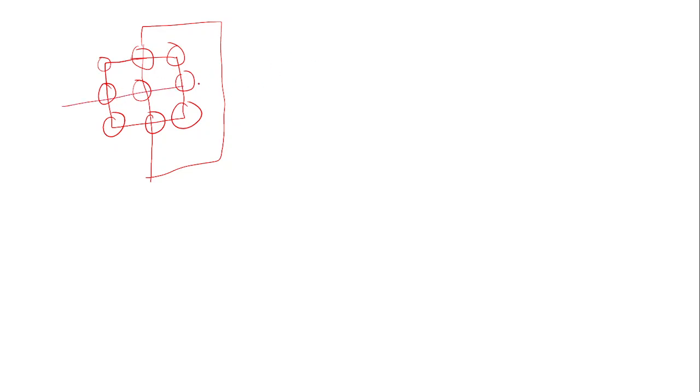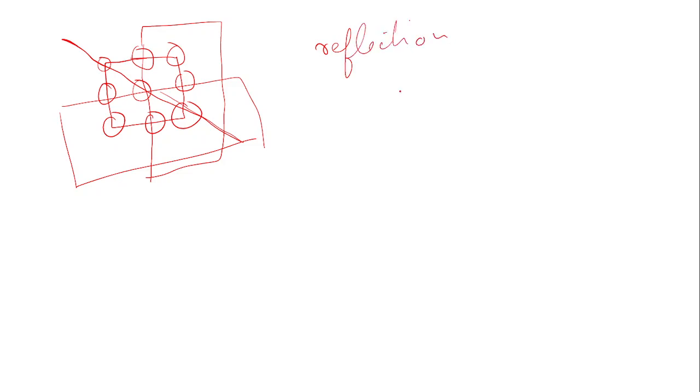Also, when I keep my plane here, I'll be able to get the complete picture. Also, when I keep it here along the edge diagonal, still I'll get it. So we have 3 different kinds of reflection symmetries here. And this is what we mean by reflection symmetry.